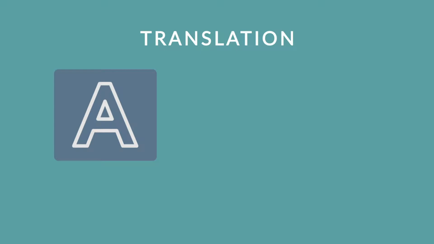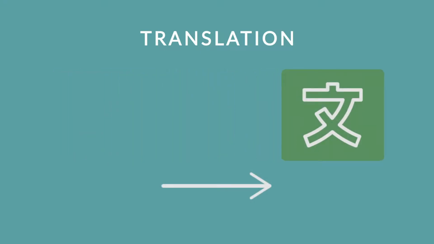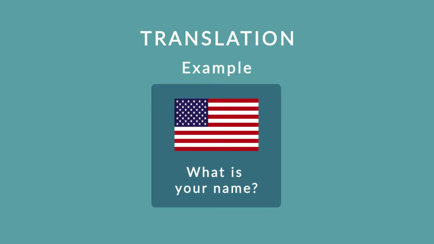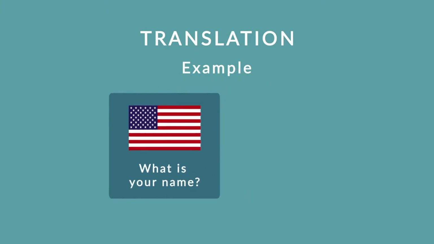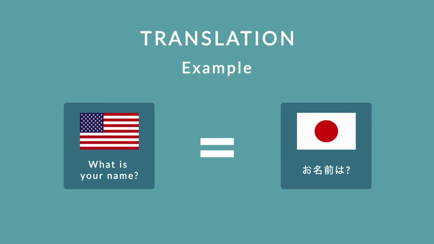Translation has always existed as a way to transfer meaning from one language to another. For example, if I say, "What is your name?" in English, the translation in Japanese would be "Onamae wa?" The final meaning is the same, but how it's expressed in each language is different. There should not be deviations from what's said in the source content with translation. Pretty simple. Let's move on to localization.